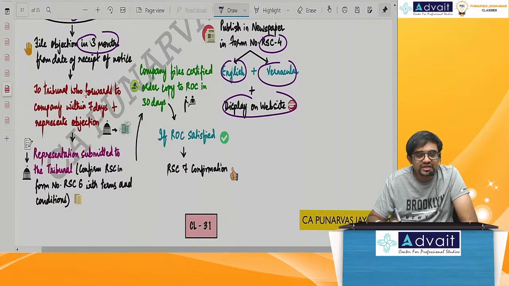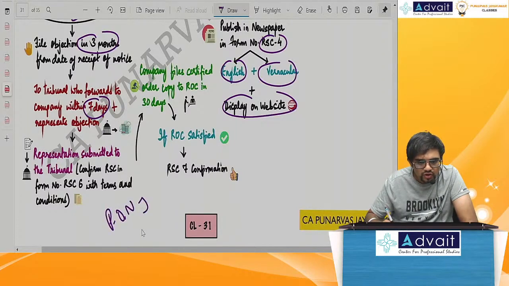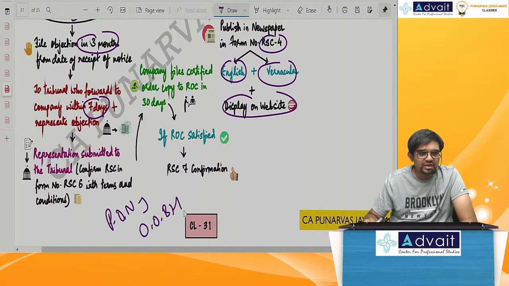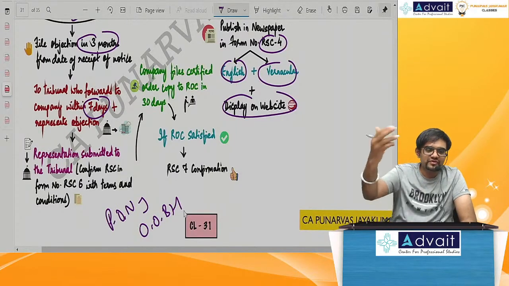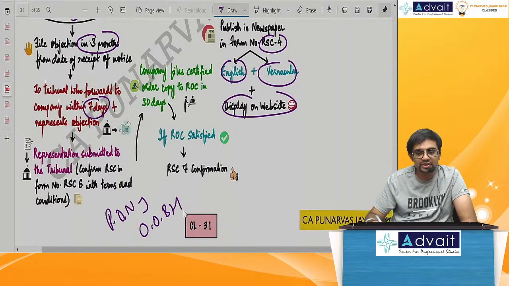Whatever objections etc., whoever has to represent, within 7 days I have to represent to the tribunal. Basically, this is called principles of natural justice, opportunity of being heard. So objections have to be filed within 3 months to the tribunal, who will immediately forward them to the company within 7 days. And they will say, look, these are all the objections. Representation should be submitted to the tribunal. So whatever objections you have, I need to reply as a company, and give it back to the National Company Law Tribunal.